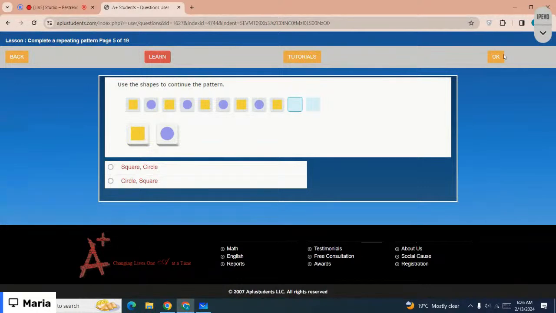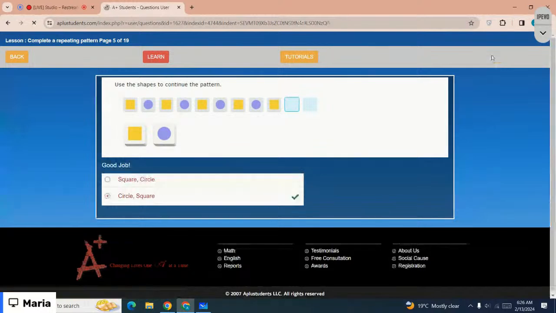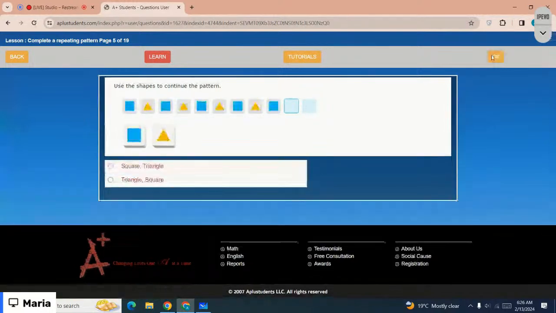That is circle and a square. Circle and square is the correct option. Use the shapes to continue the pattern, which is the next one in the pattern.